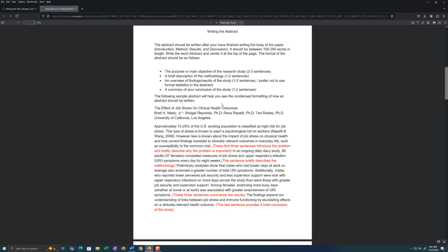So this is sort of setting the stage. So what is this paper about? It's about jobs that are high stress and the psychological toll. So that's why it's important to study it.